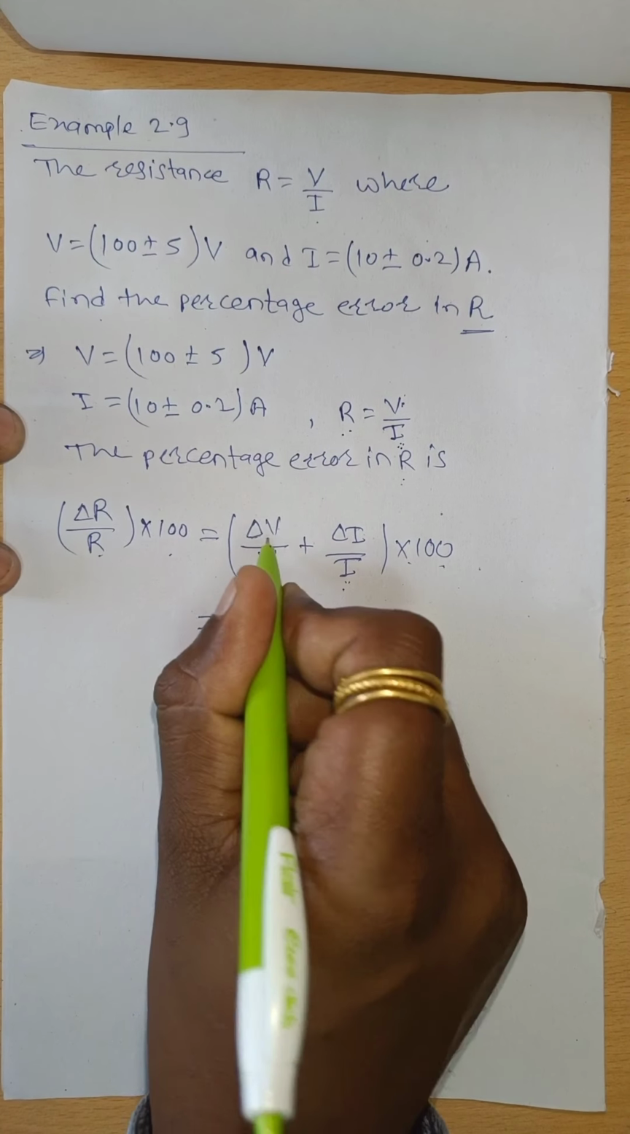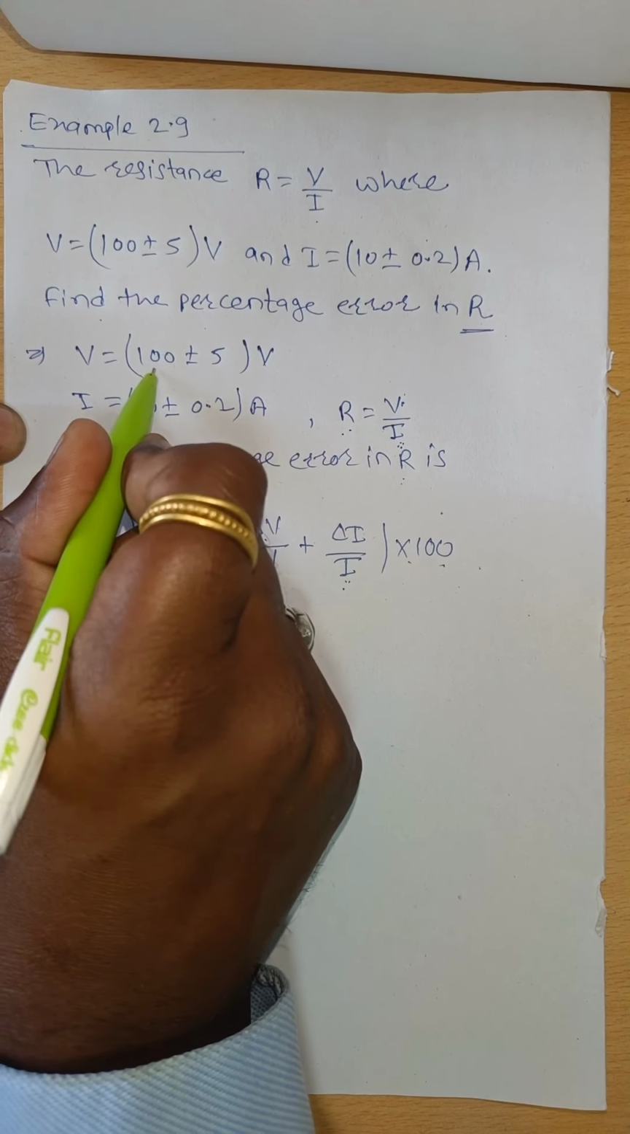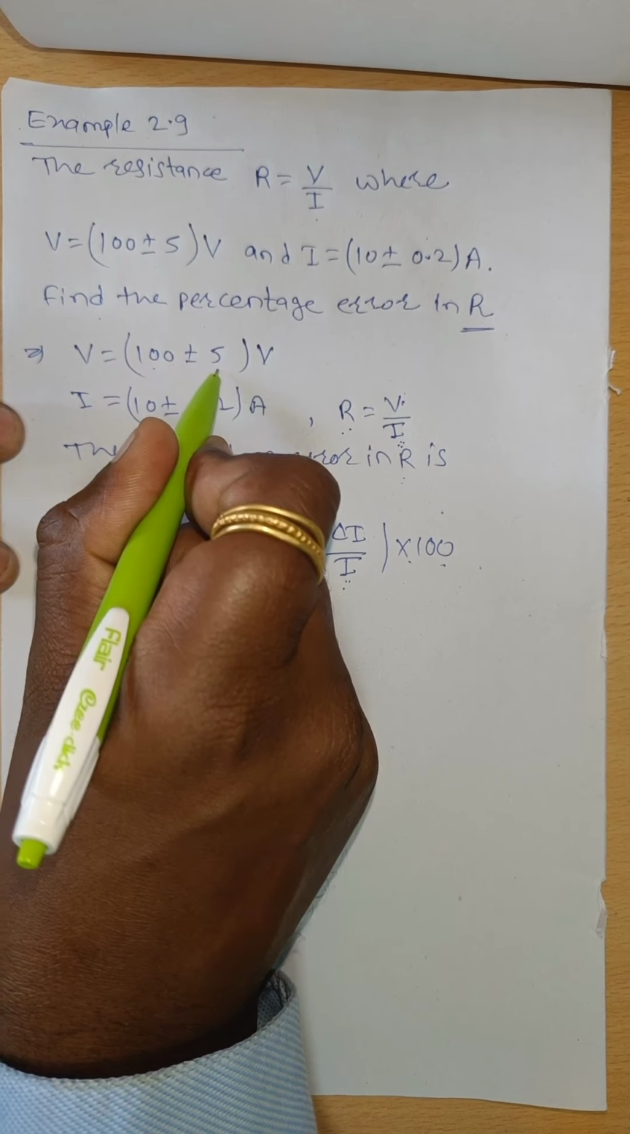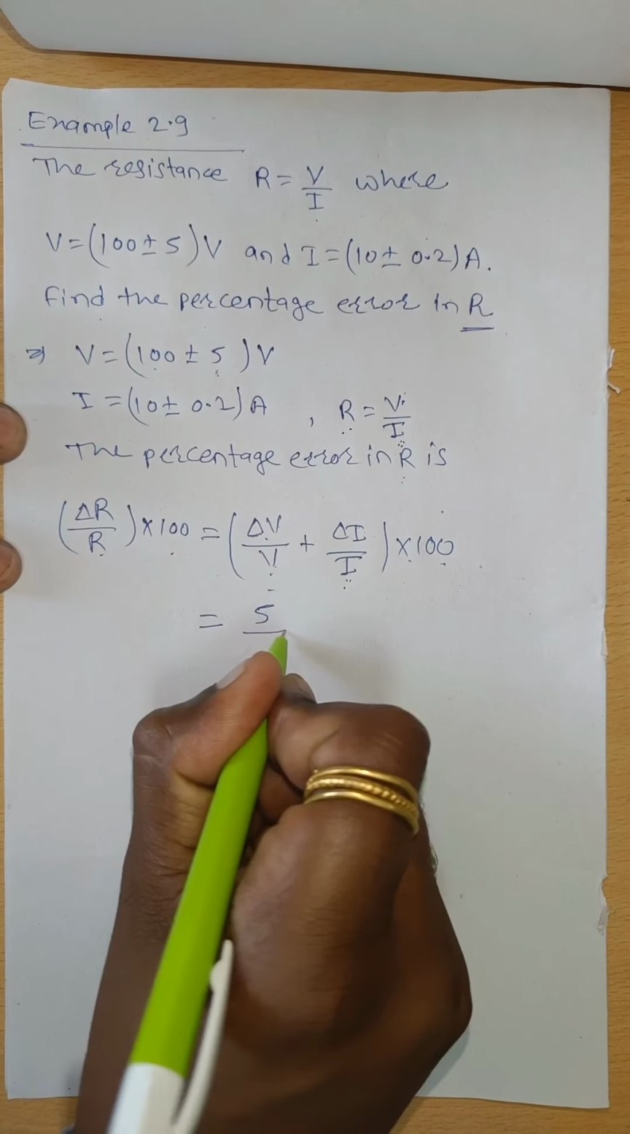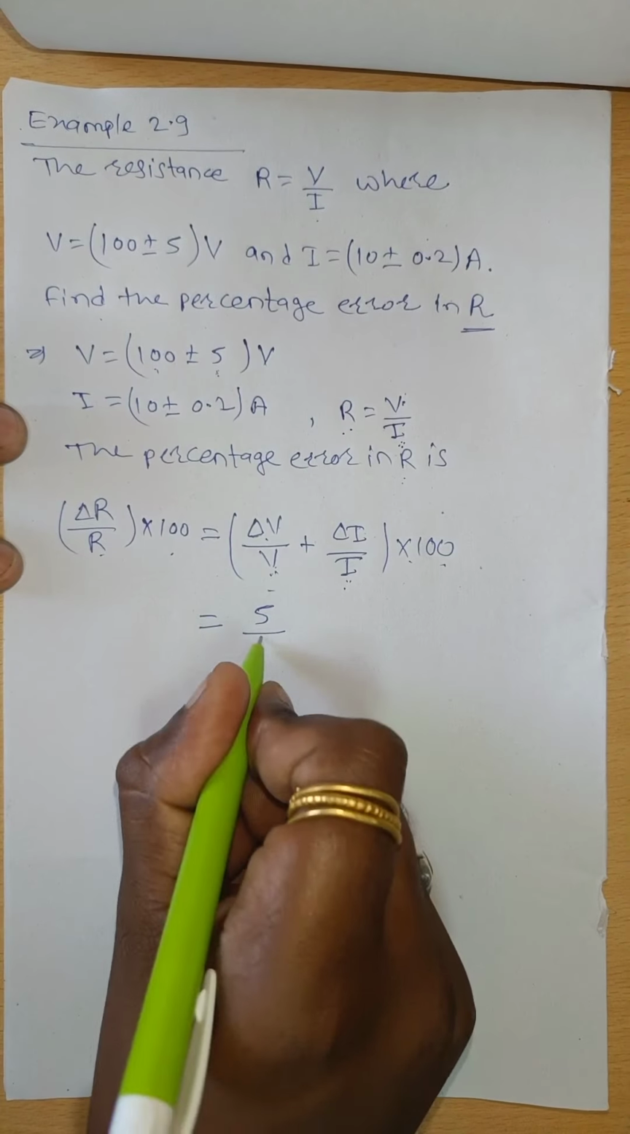Now put down the values. This is V and this is delta V. Delta V is 5, and 5 divided by V, which is 100.